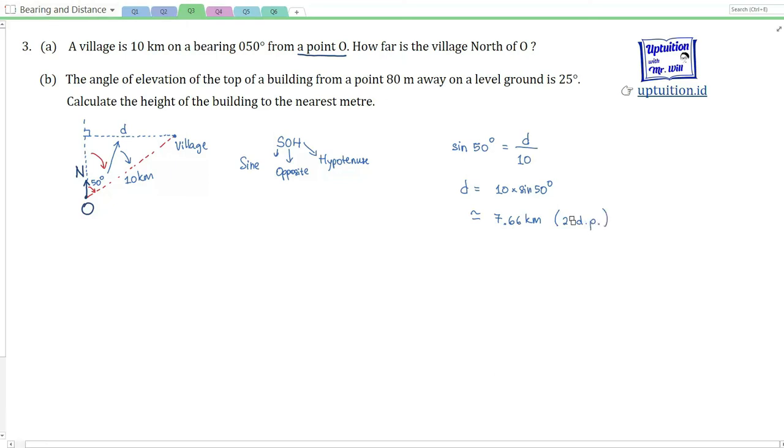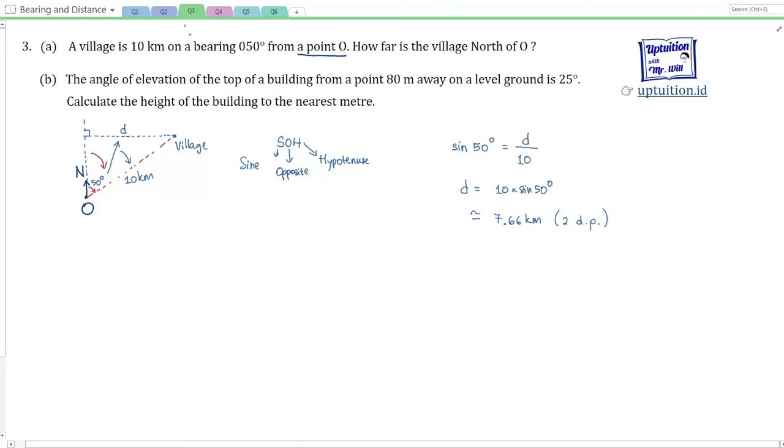Okay, and then the next one is actually a different question, although I write it as part A and part B. It's a totally different question. So for part B: the angle of elevation of the top of a building from a point 50 meters away on a level ground is 25 degrees. Calculate the height of the building to the nearest meter.